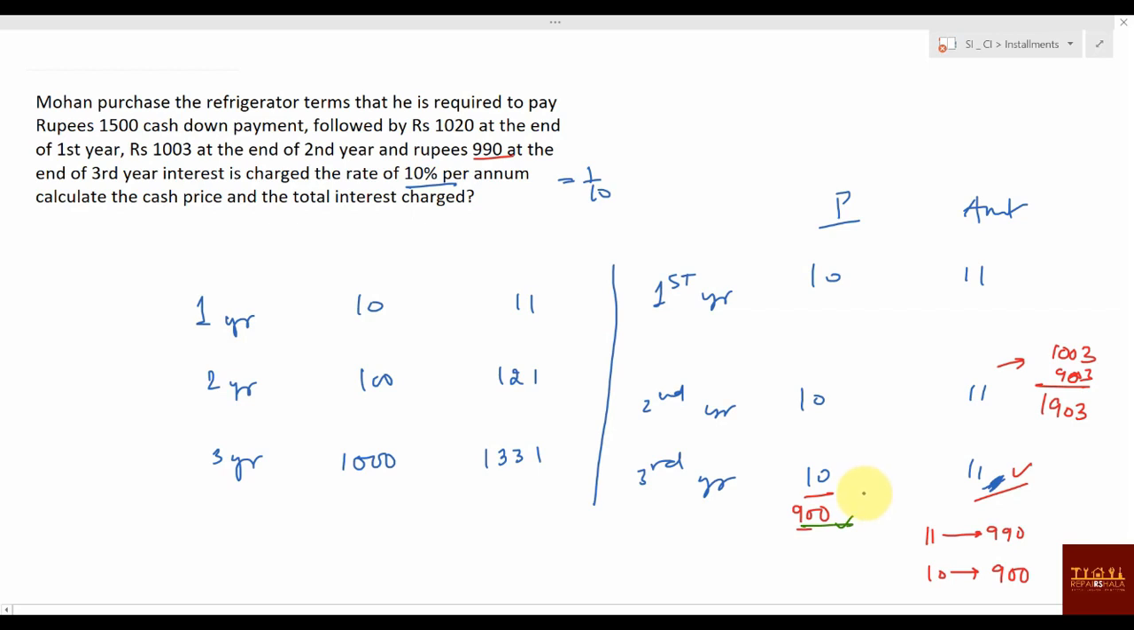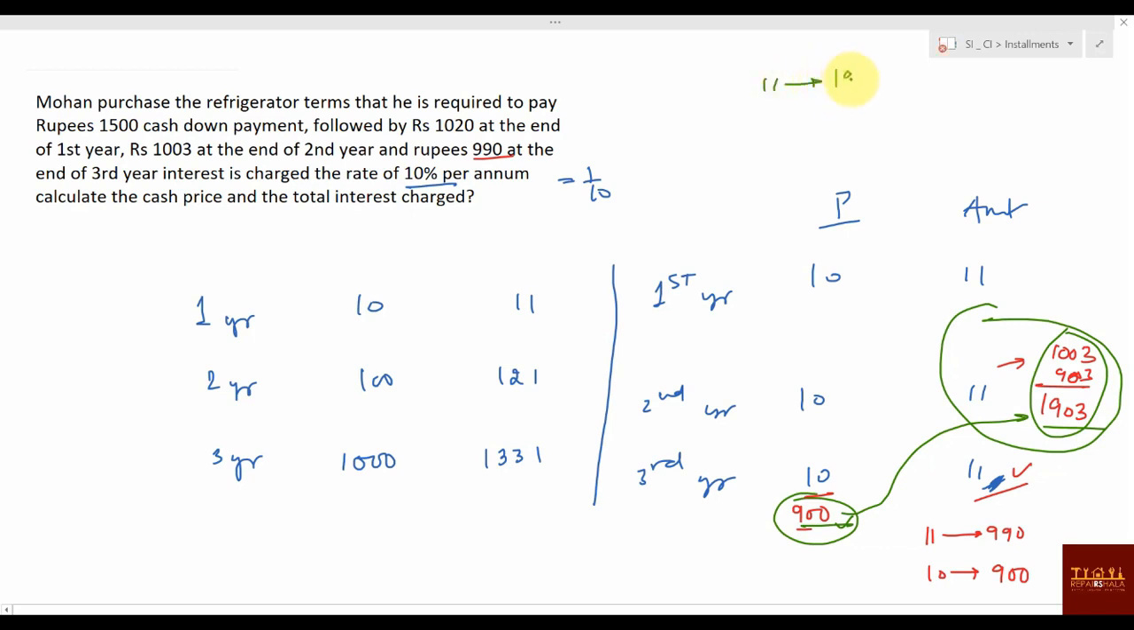Because after second year, you gave an installment, something was remaining. This was a standing amount. So this is the standing amount you have to add here in this installment to get a total amount. So this is 1903. So you can say 11 corresponds to 1903. So 1 corresponds to what? 11 ones are 173, right? So based on that, what will be your principal here? It will be 1730. Now this is the principal remaining here.